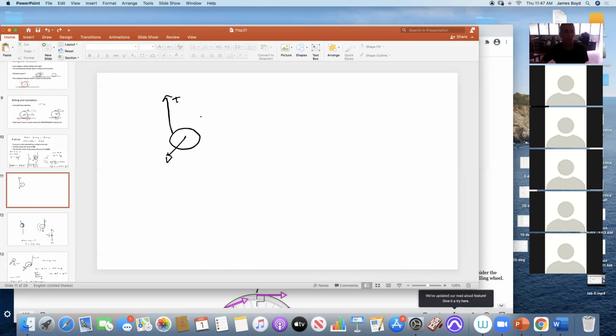Let me draw it a little bit better. This is going to rotate negative alpha is what we usually say because it's rotating clockwise. So my force is up, R is that way, tension is up, and this is also a counterclockwise torque. So I would write I minus alpha is equal to minus RT, but they cancel, as they should.